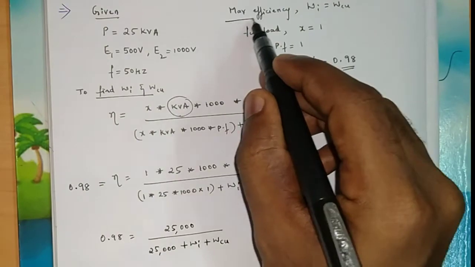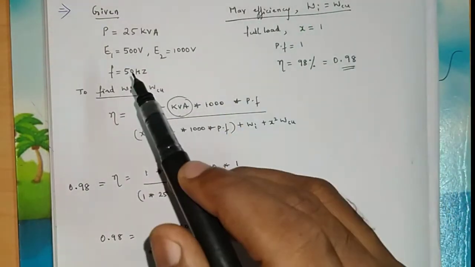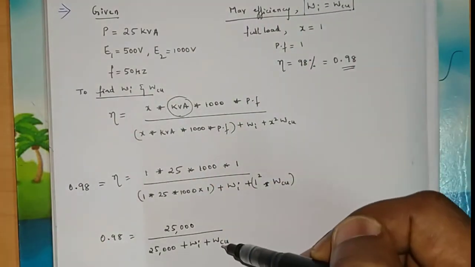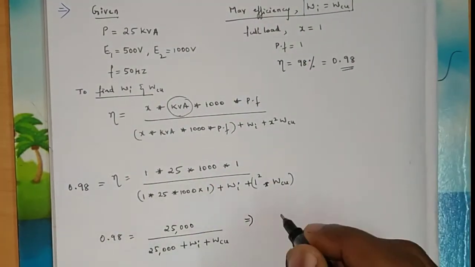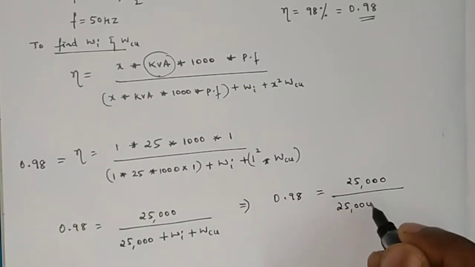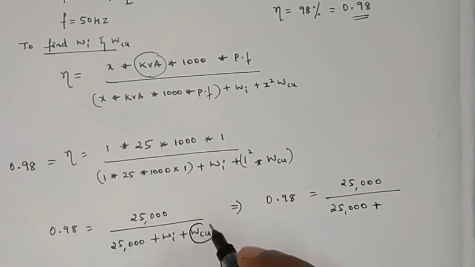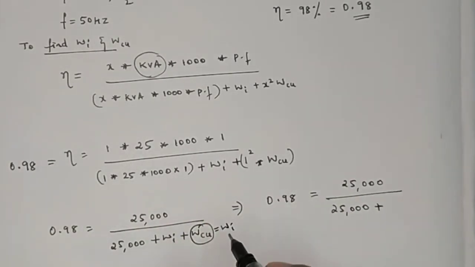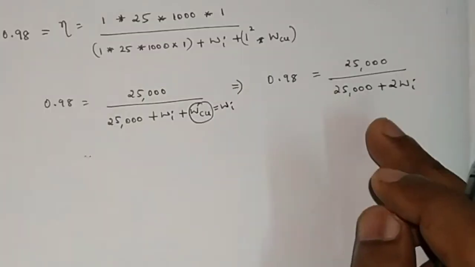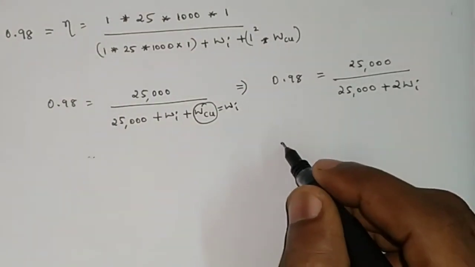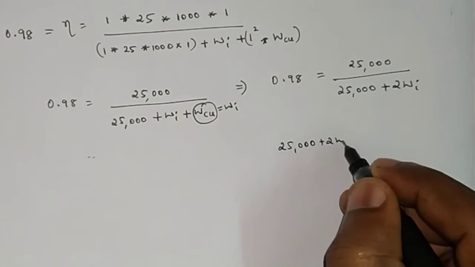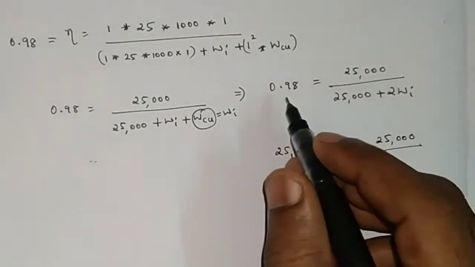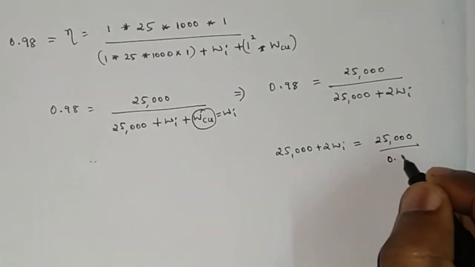Now you can see there is one condition given in the question, that is efficiency is maximum. You know that at maximum efficiency iron loss is equal to copper loss. This is what I am going to substitute in this formula. In the place of copper loss I will substitute iron loss, because iron loss and copper loss are both equal. So you will get iron loss plus iron loss, which is 2 times iron loss. Now I will simplify this. Just cross multiply. You will get 25,000 plus 2 iron loss, which will come to the left side, equal to 25,000 in the numerator, divided by 0.98. I will take it to the right side, it will come to the denominator.